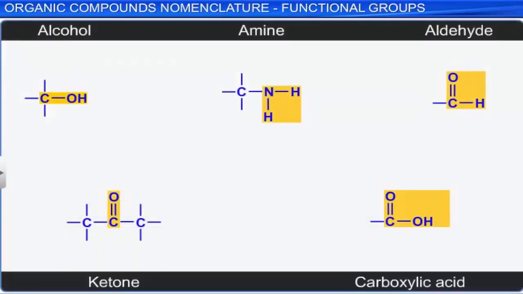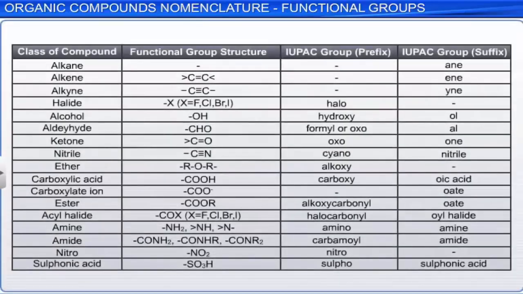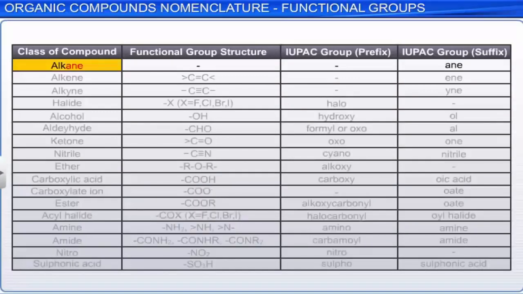Functional groups play an important role in determining the properties of a compound and are used to organize organic compounds in different classes. Based on the structure of the compounds, they have been organized into classes and assigned IUPAC group prefix and suffix. The alkane group suffix is ane, A-N-E. The alkene group suffix is ene. The alkyne group suffix is ine.